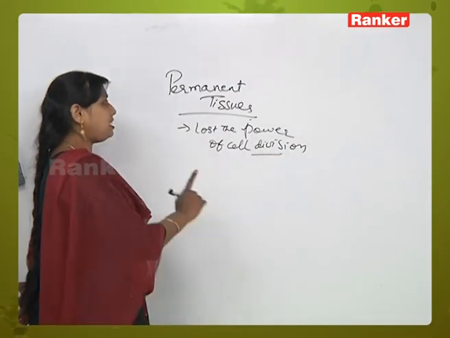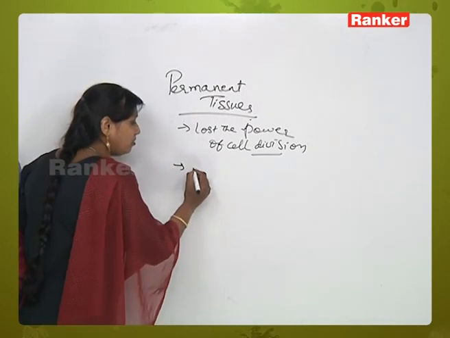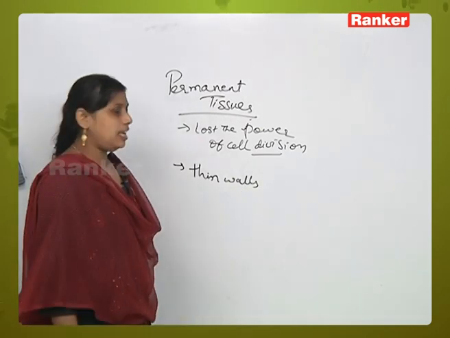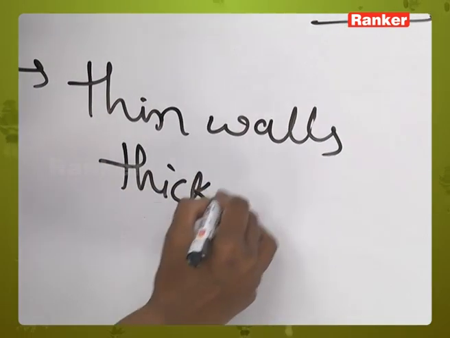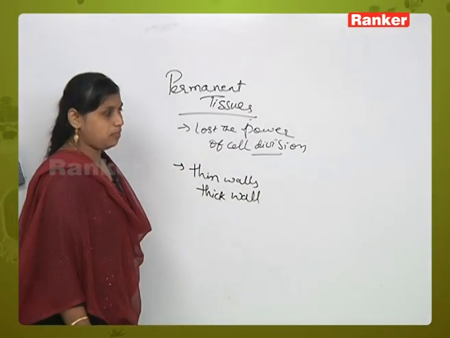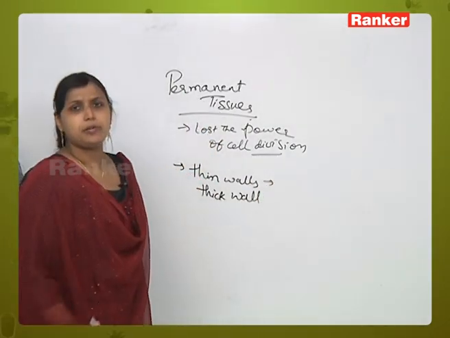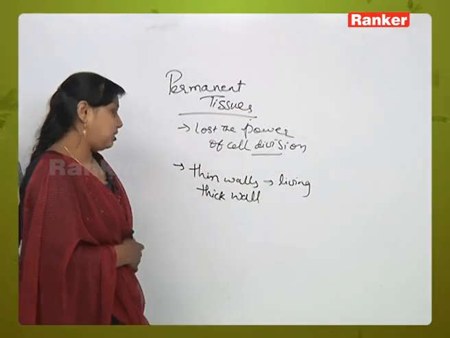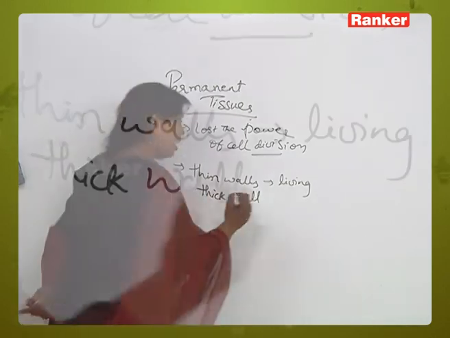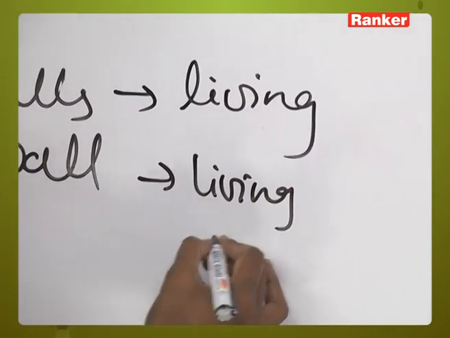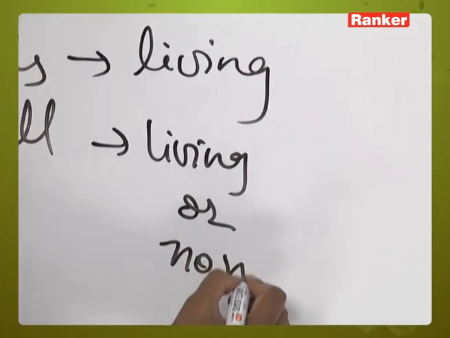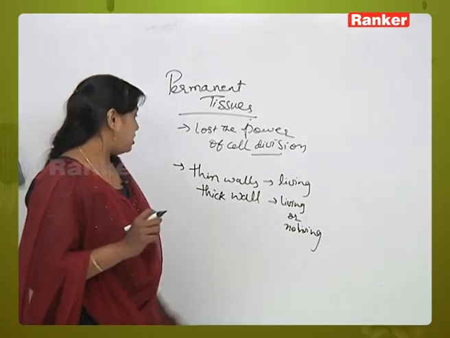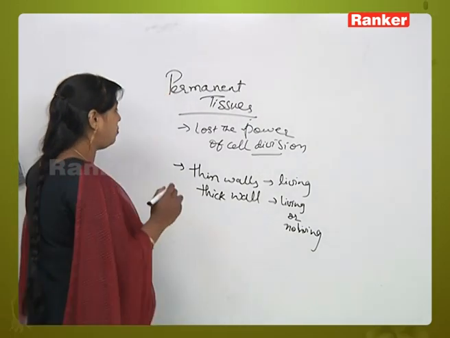Now this type of permanent tissue may have thin walls as well as thick walls. The cell wall composition will be either thin wall or thick wall. The permanent tissues which are made up of thin walls are almost living in nature, and the permanent tissues with thick walls may be living or some may be non-living in nature. These tissues develop from the meristems. This type of permanent tissue is coming from the meristematic tissue.